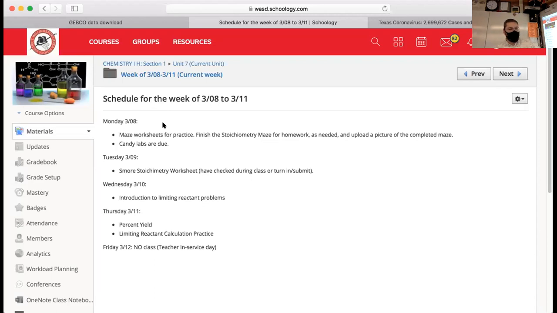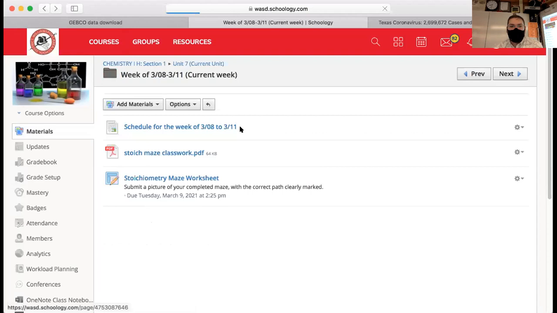We'll do these a bunch of different ways, but this Stoichiometry Maze worksheet is a conceptual idea to help you figure out ways to convert between quantities like volumes, numbers of particles, masses, numbers of moles, stuff like that. And we'll do more stuff with limiting reactants throughout the week this week. And then there's no class on Thursday or on Friday. We have in-service on Friday.